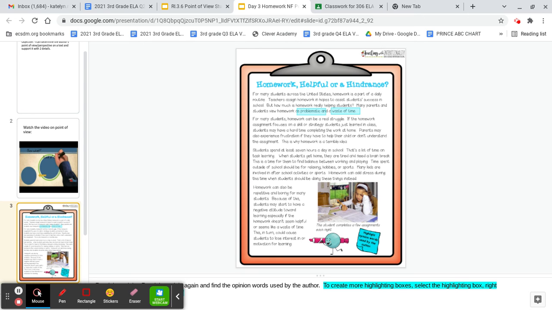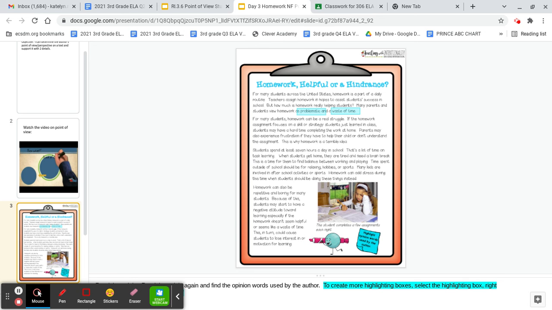Let's look at the final paragraph. Homework can also be repetitive and boring for many students. Because of this, students may start to have a negative attitude towards learning, especially if the homework doesn't seem helpful or seems like a waste of time. This, in turn, could cause students to lose interest in or motivation for learning. So, now the final reason is students find it boring, right?